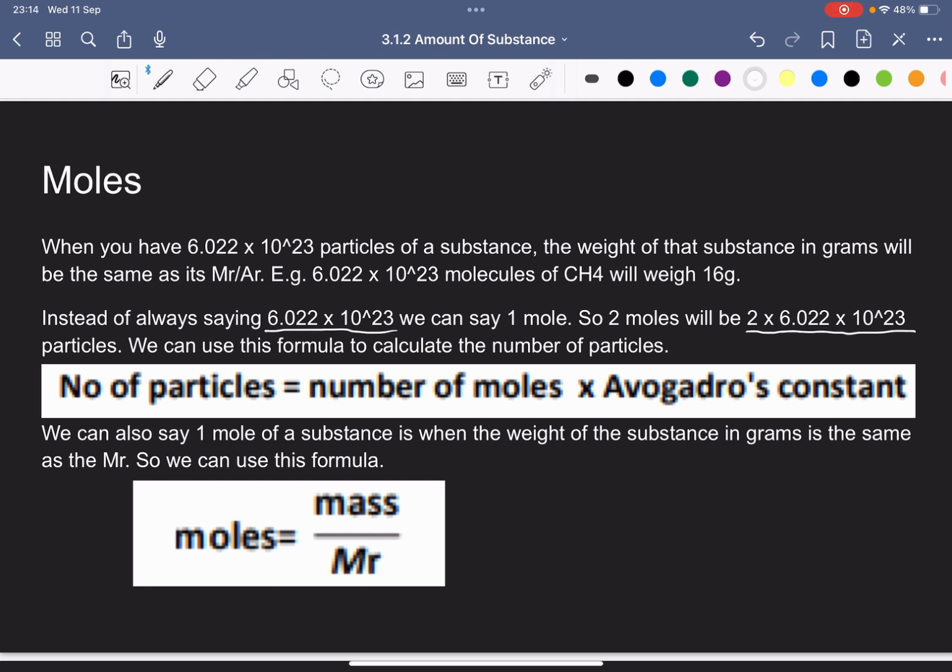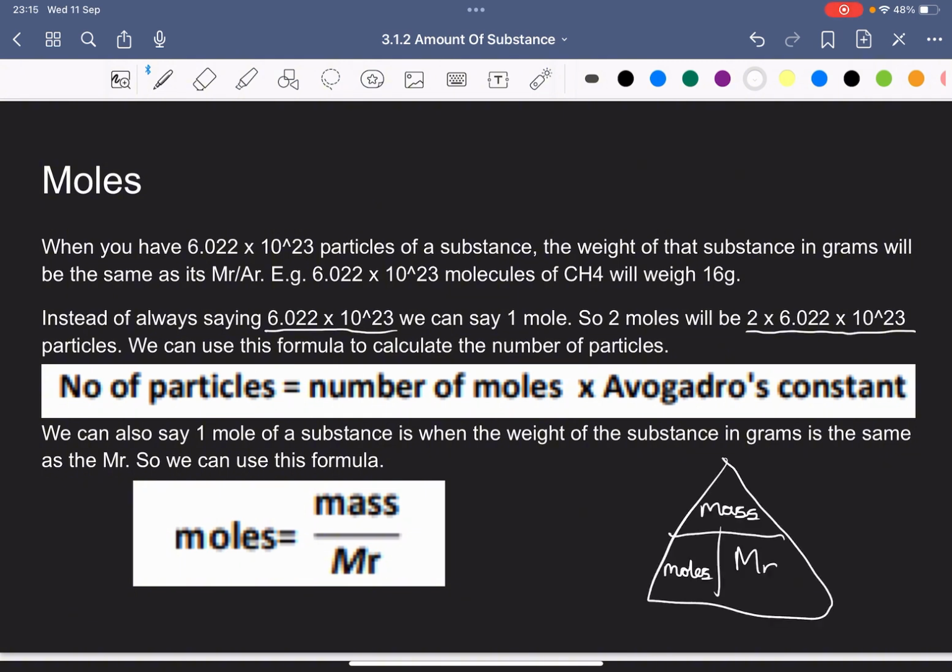Now we can also say that 1 mole of a substance is when the weight of that substance in grams is the same as the MR. So we can use this formula, mass divided by MR equals moles. And you may have seen the triangle, which looks like this.